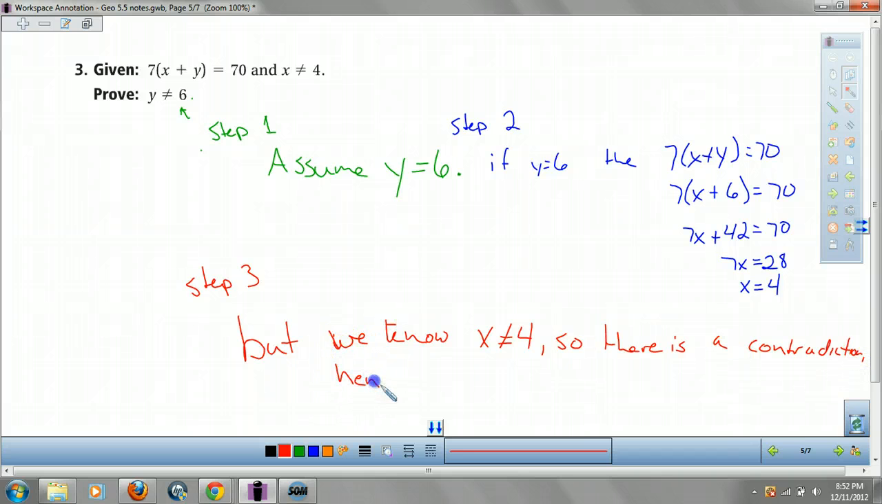Hence, y cannot equal 6. It just can't. Because if y equals 6, then x equals 4, and we know x is not 4.